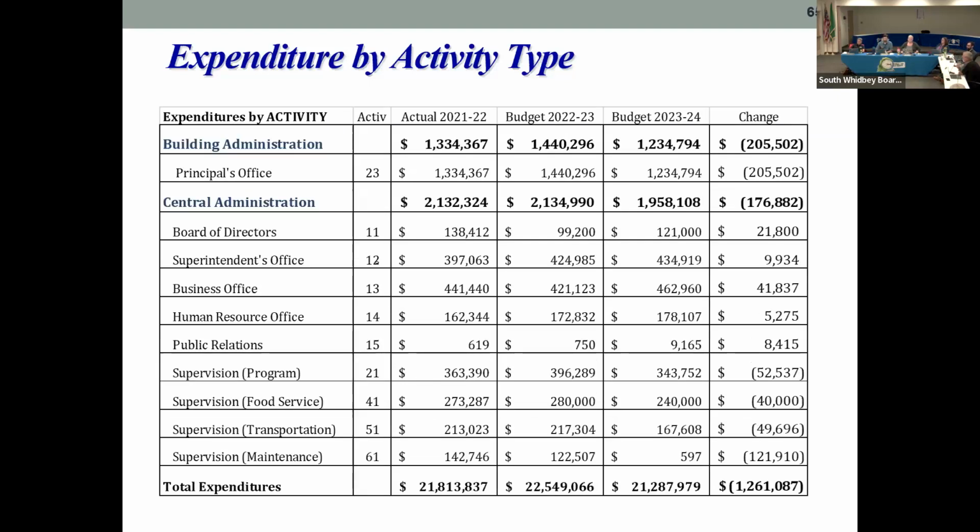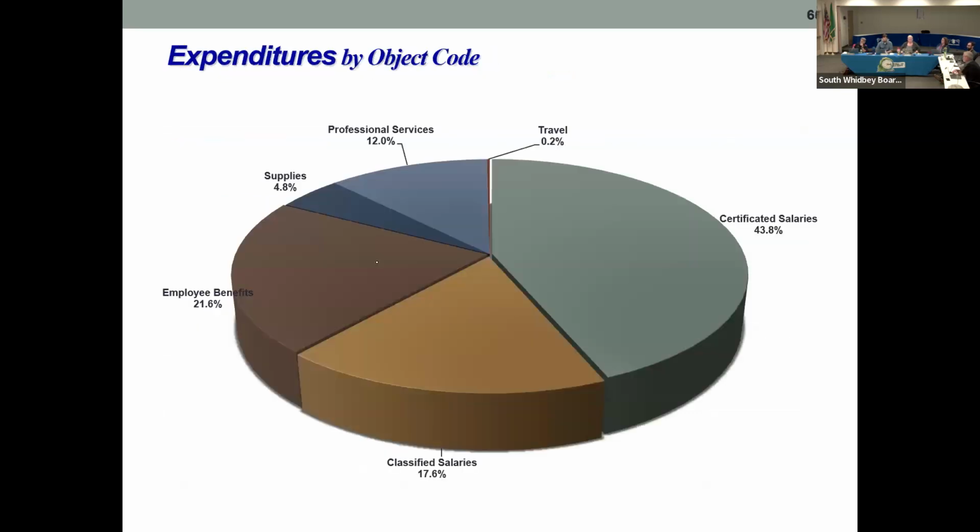Building administration, you can see that goes down a little over $205,000. Central administration by about $177,000. And that gives you your $1.261 million in reductions that we're making. Again, it always balances, but it's just another way of looking at it.